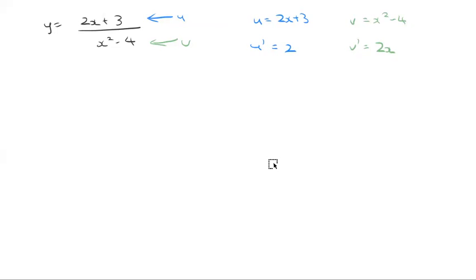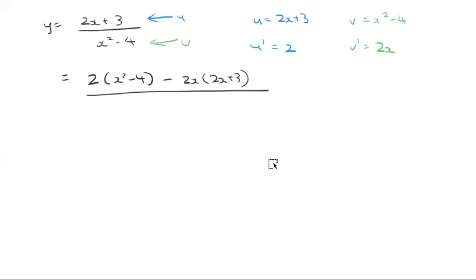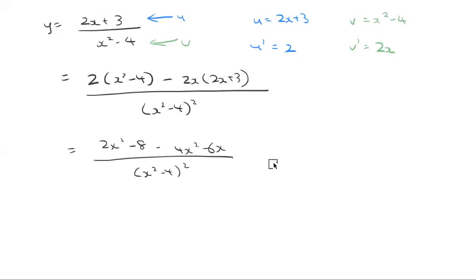And then you just sub everything in. Pay special attention to the order. Derivative of the numerator goes first. All right. So that means you've got 2 times x squared minus 4. And it's a minus, not a plus. Derivative of the denominator, 2x times the numerator. All over, and don't forget, it's denominator squared. Right? And then you can just do your simplifying and you're done.